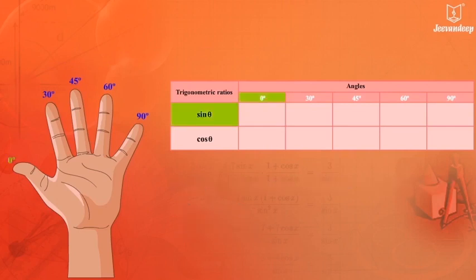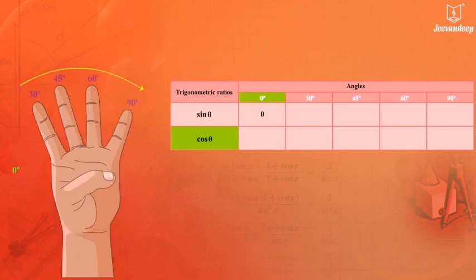For sin 0, count the number of fingers towards the left of the thumb finger. It's 0. 0 divided by 4 is 0. The square root of 0 is 0. Hence, sin 0 is 0. For cos 0, count the number of fingers towards the right of the thumb finger. It's 4. 4 divided by 4 is 1. The square root of 1 is 1. Hence, cos 0 is 1.